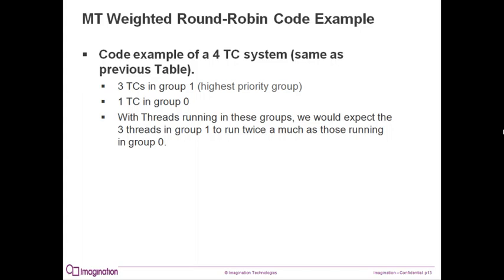I am going to show you an example of the weighted round-robin policy manager executing in the Eclipse debugger within our Navigator ICS product. This example has 4 TCs. 3 TCs are in priority group 1 and 1 is in group 0. So we expect to see the 3 threads in group 1 execute twice as much as the thread in group 0.